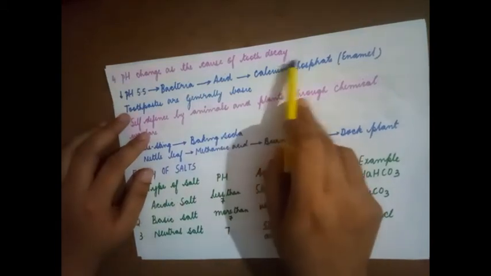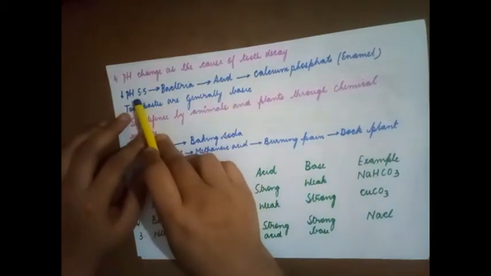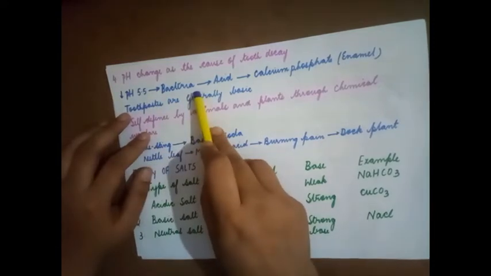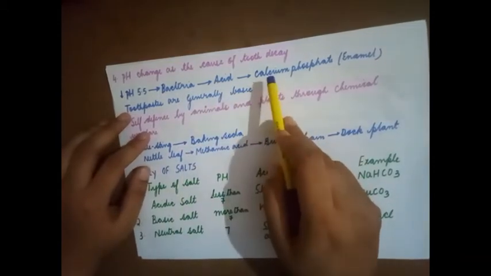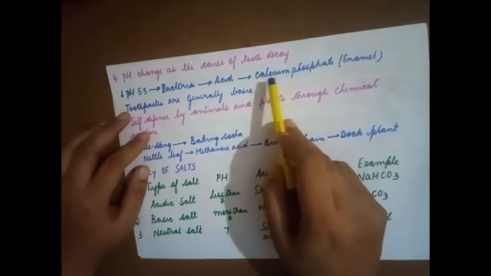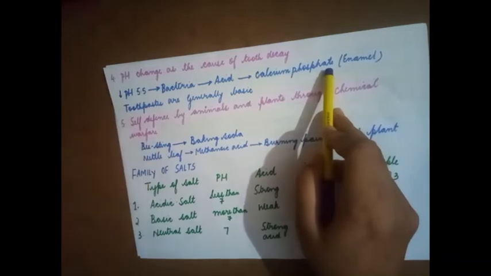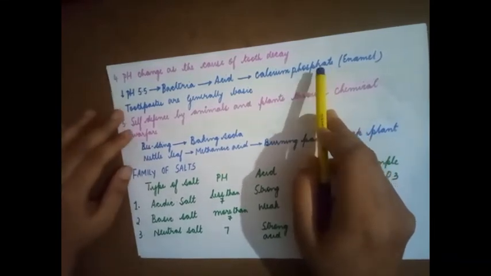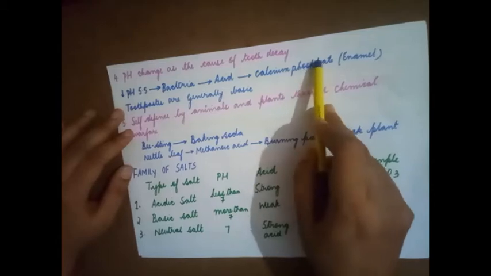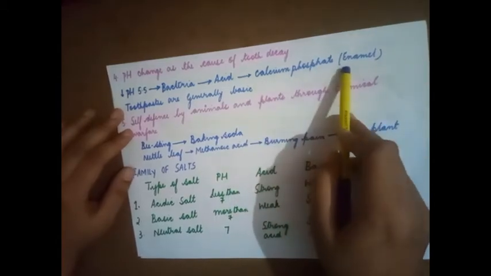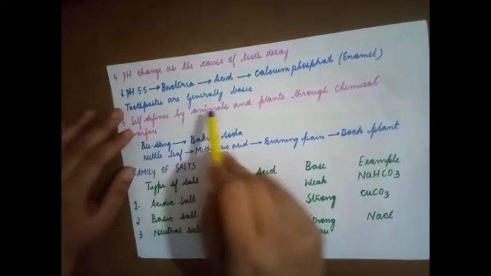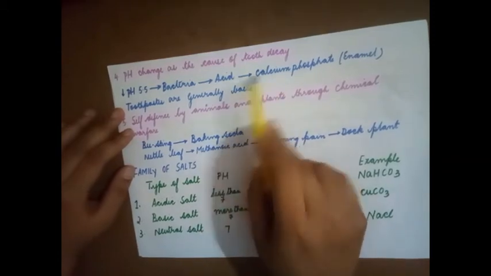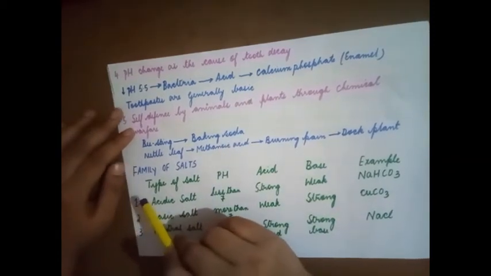pH change as a cause of tooth decay. When the pH decreases below 5.5, the bacteria thrive, multiply rapidly, and release acid. Now what does this acid do? It dissolves, or demineralizes, the calcium phosphate, so a hole is formed in the calcium phosphate, which forms enamel, the outermost layer of the tooth. That's why toothpastes are generally basic in nature, to neutralize the acid produced by the bacteria.